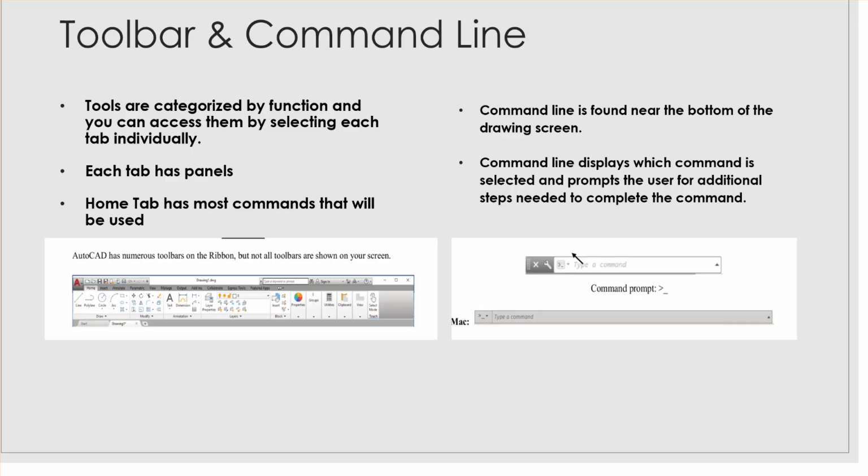It's found near the bottom of the drawing screen, and the command displays which command is selected. So if I were to go up to my toolbars and I selected a line because I'm ready to draw a line, it's going to prompt down at the bottom, a line is being drawn, but it's also going to ask me for additional details, such as what is the distance of the line, how far, or what the measurement of the line is. And in this space is where you're going to type in what it's asking. So if I need to draw the line and I need it at 8 feet, I would type in that space 8 feet, and we'll learn more about that.